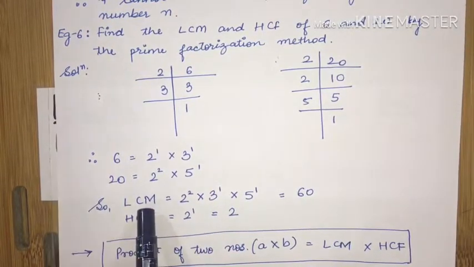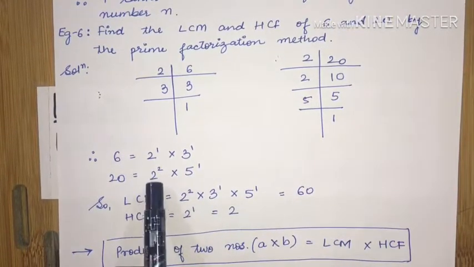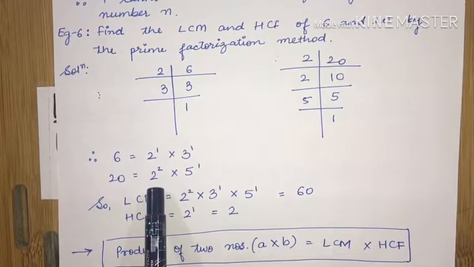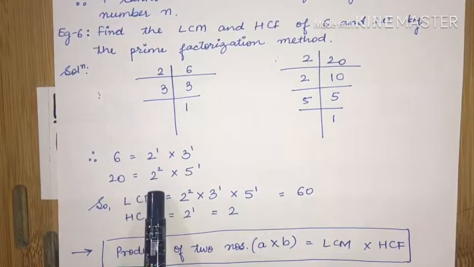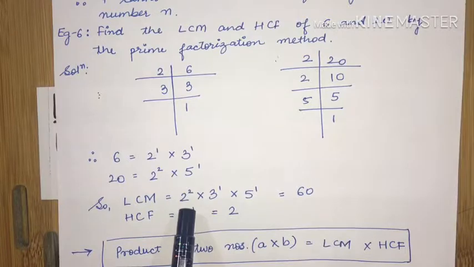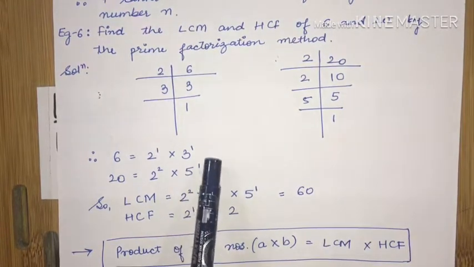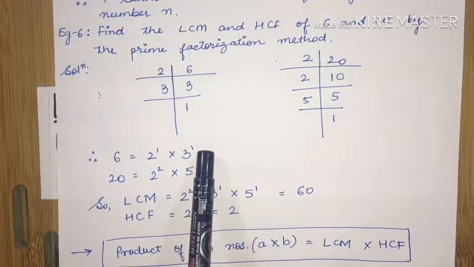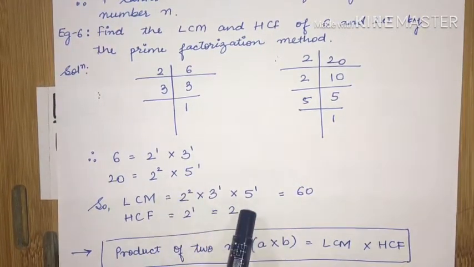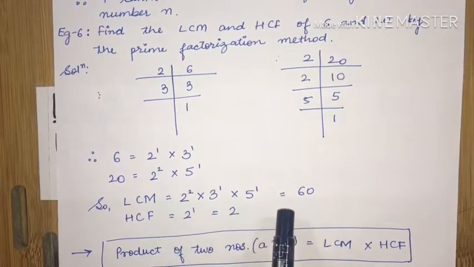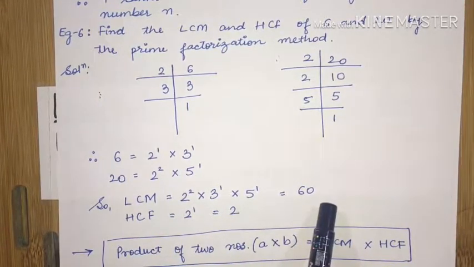LCM is the lowest common multiple. So out of these two numbers, we'll take the highest power of each prime factor. It is 2 raised to the power 1 here and 2 raised to the power 2 here, so we'll take the highest power, 2 raised to the power 2. Into, here there is only 3 raised to the power 1, so we'll take 3 raised to the power 1, into 5 raised to the power 1, which after multiplication comes out to be 60.